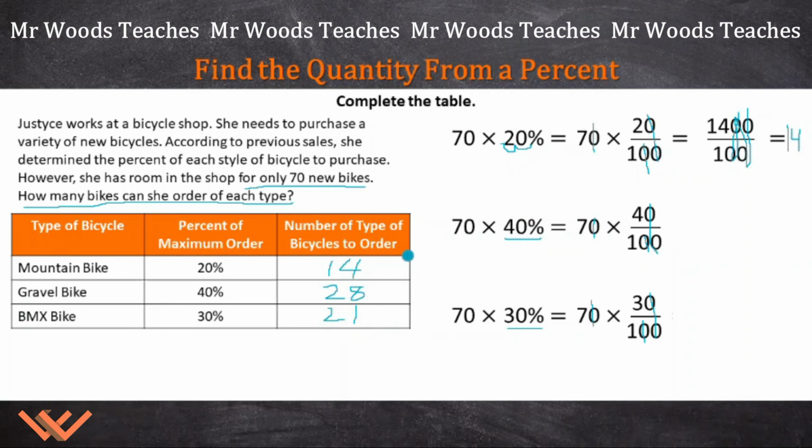Well, we can keep on going with setting up the equation and how I did it before. So here we have 70 times 40 is 2,800 divided by 100. And again, we're going to just take that away, and 28 over 1 is equal to 28. Same thing here, take these zeros away, and 21 over 1 is just equal to 21.